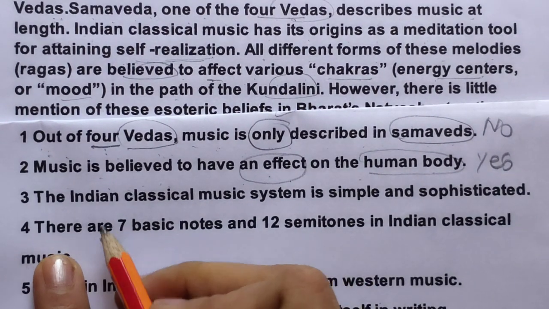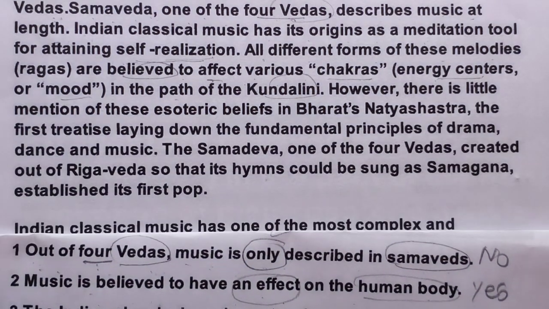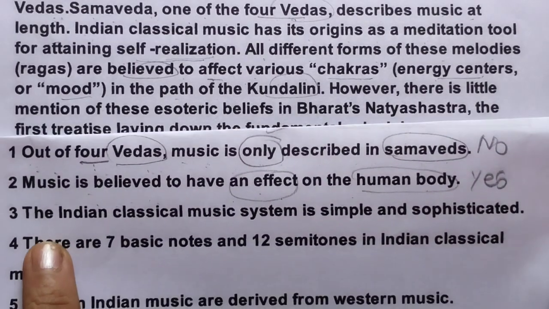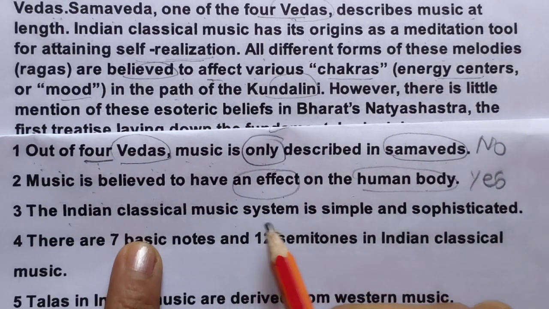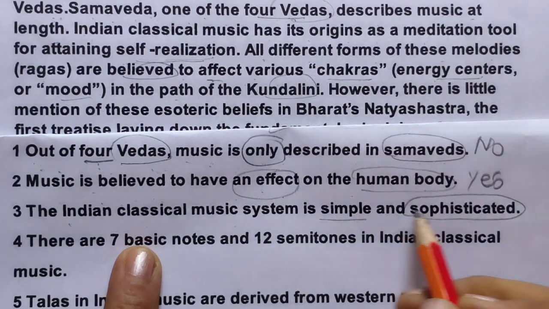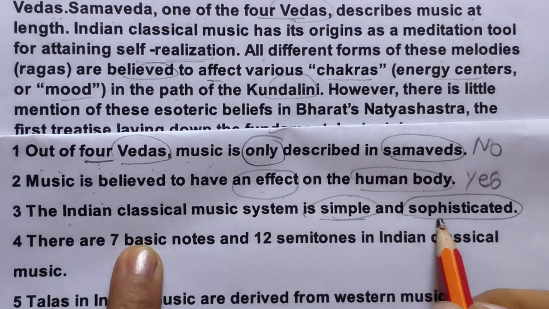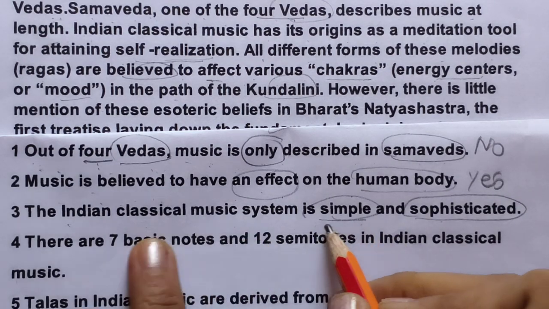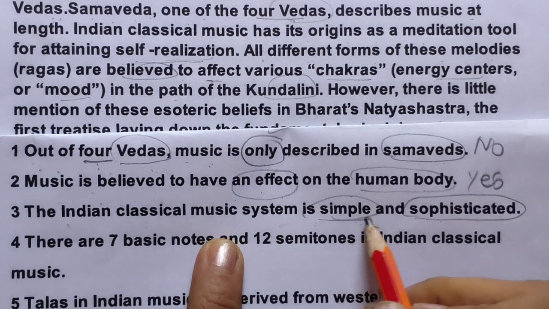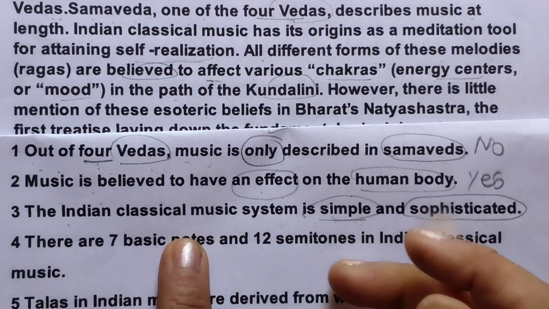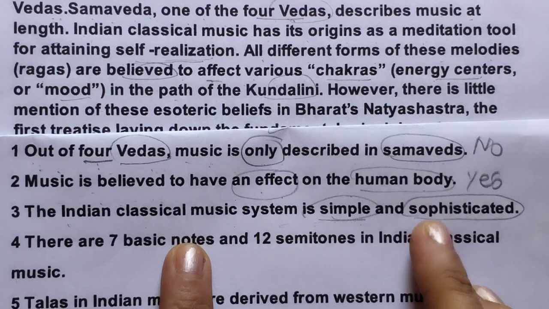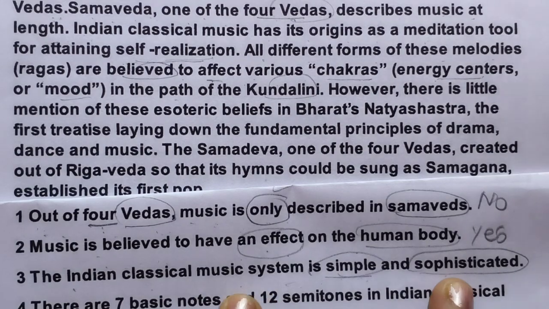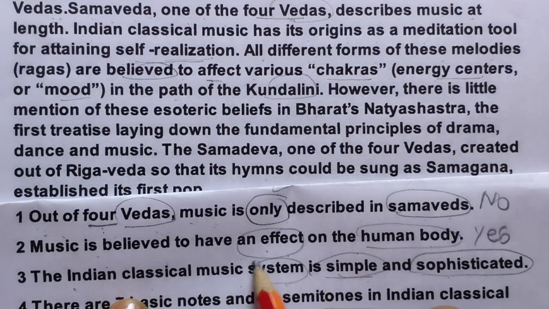Coming to third one, do it with me. I am showing you the full paragraph. See this. Okay, so everything is visible here. Now coming to third number, the Indian classical music system is simple and sophisticated. If it is simple and sophisticated, then yes. If it is complex or some different or difficult kind of thing, then contradiction is there, no. And if they are not talking about whether it is simple or easy, then this is not given. Okay, so a simple and sophisticated music system.